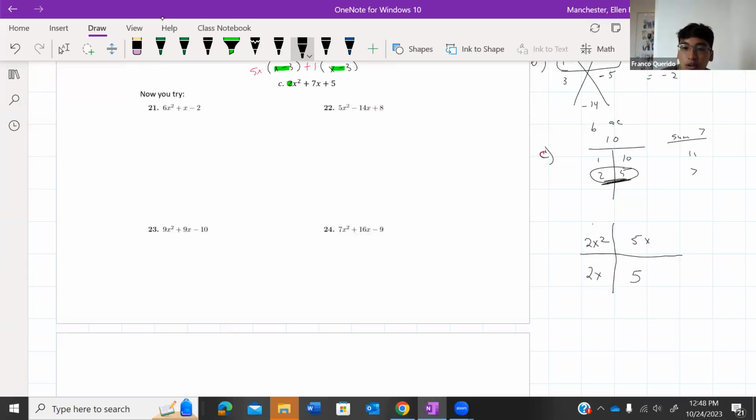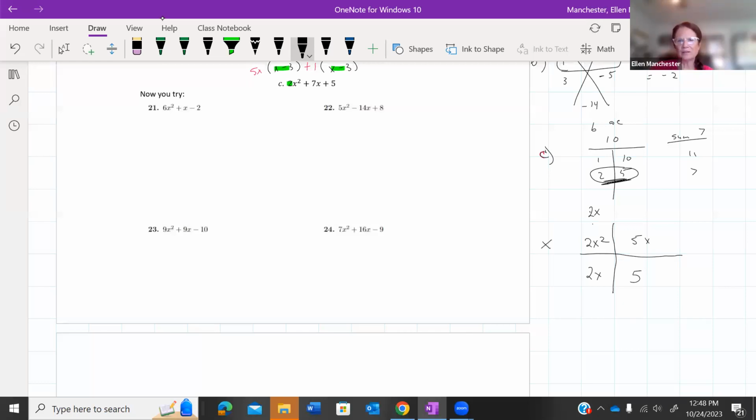So now, what would you multiply that first column by, the 2x squared and the 2x? To get those, you would multiply it by a 2x on the top. And then on the left side right there, you would just put an x, because 2x times x would give you a 2x squared.